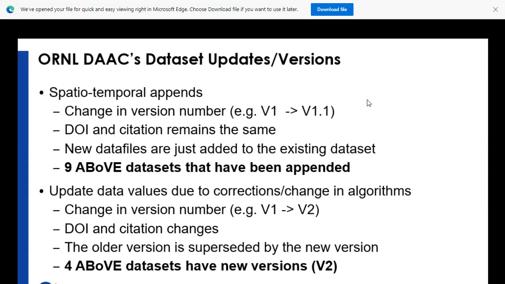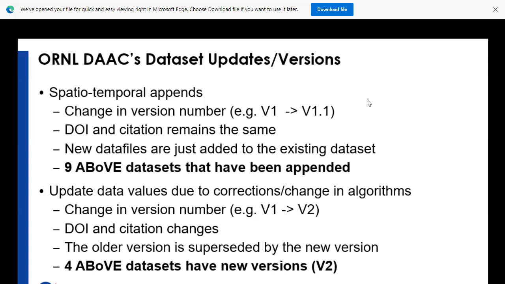So in cases where you don't have any changes to the already published data files, we just add the new data files, either spatially, like increased area, or temporally, like a longer time. And the DOI and the citation remain the same. Only the version changes from V1 to V1.1.